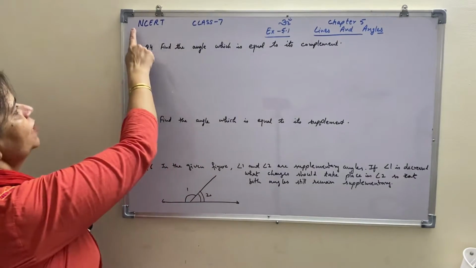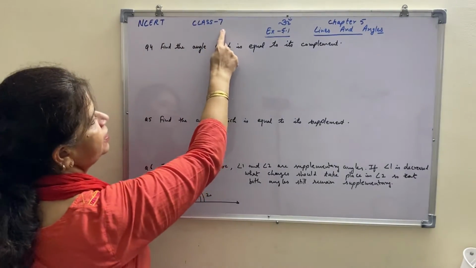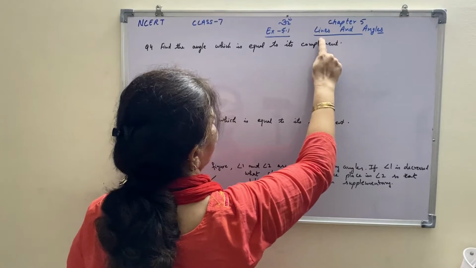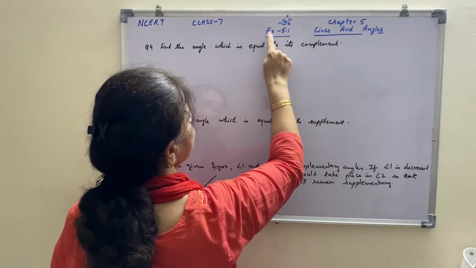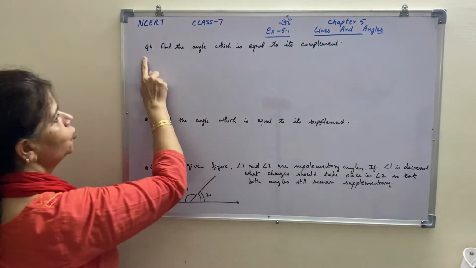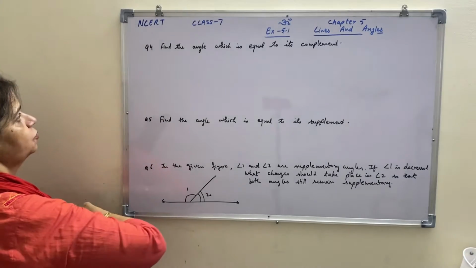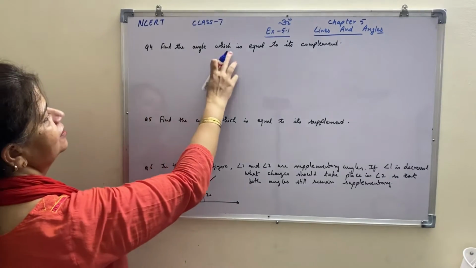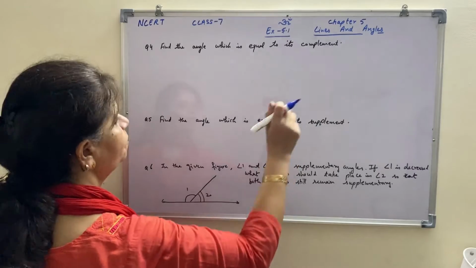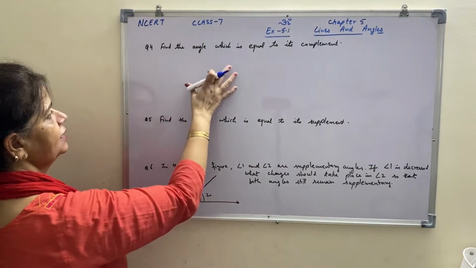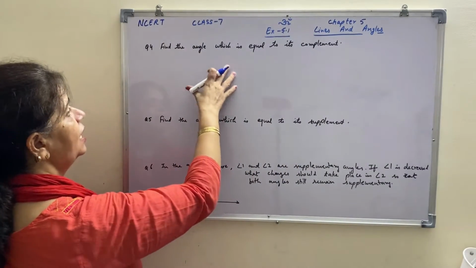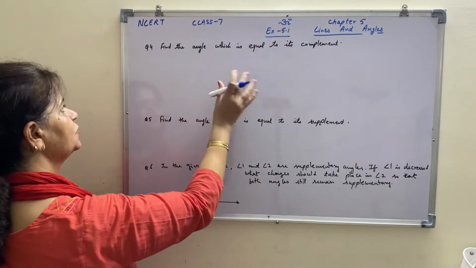Today we will do NCERT Class 7 Chapter 5 Lines and Angles, Exercise 5.1, Question number 4. The question is, find the angle which is equal to its complement. That means we have to find an angle whose complement is also of the same measure.